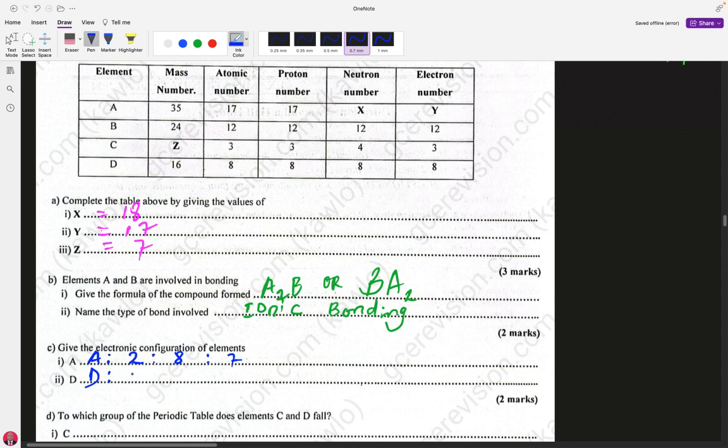The first shell will contain 2 electrons. The second shell will contain only 6 electrons. They are supposed to be 8 to respect the octet rule, but there are only 6 left, because it has an atomic number of 8, so it has 8 electrons. So it is only 2 and 6. Let's go to the next part.